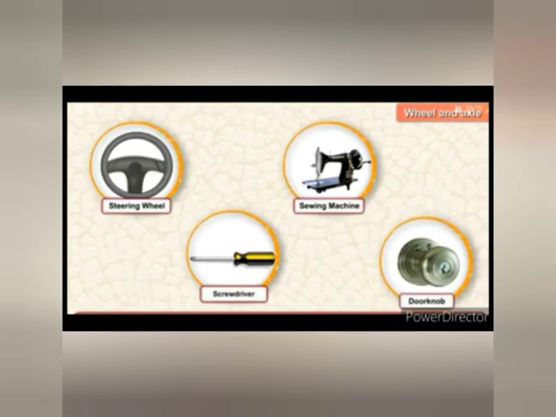Steering wheel of a car, a sewing machine, a screwdriver, and a door knob are some examples of wheel and axle.